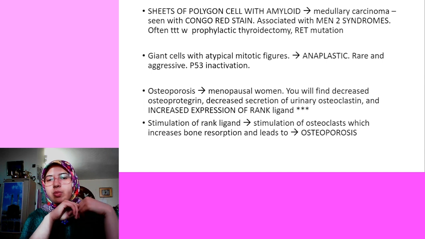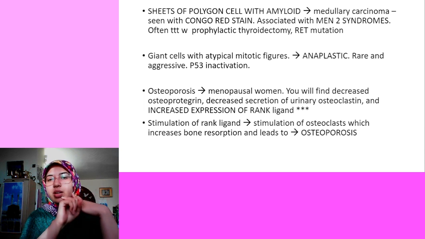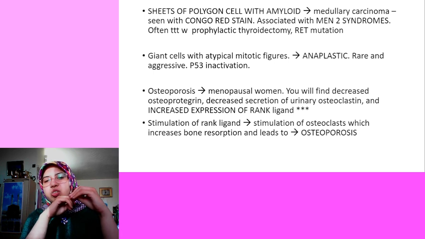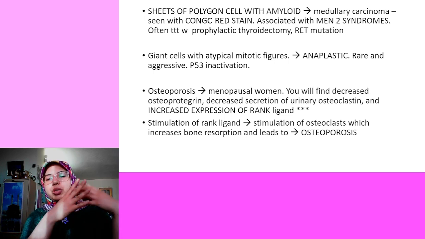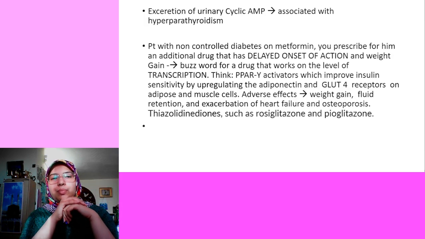Osteoporosis occurs in menopausal women. You will find decreased what? Decreased osteoprotegerin, decreased secretion of urinary osteoclastin, and increased expression of RANK ligand. Stimulation of the RANK ligand is going to stimulate the osteoclasts, which increase bone resorption and lead to osteoporosis. Excretion of urinary cyclic AMP is associated with hyperparathyroidism.